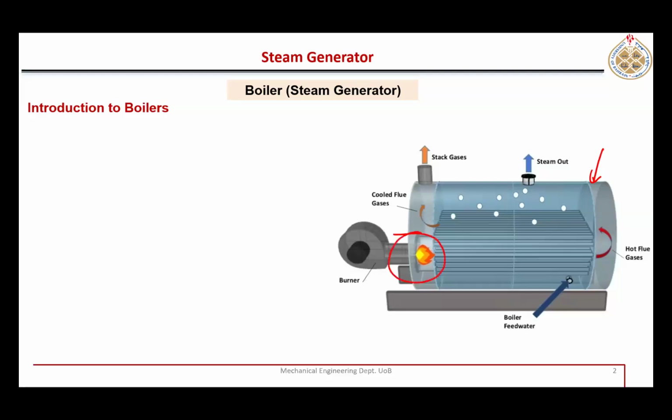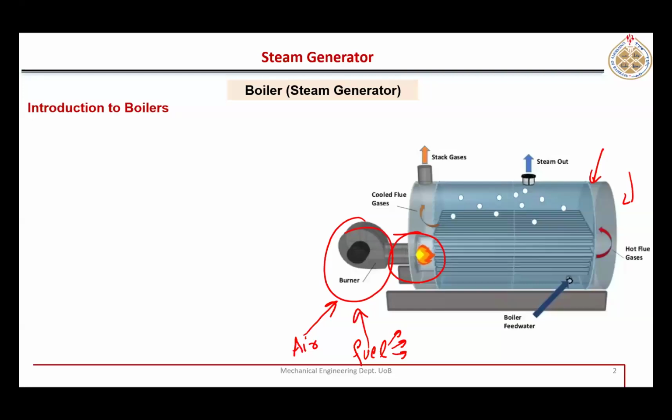And this heat can be supplied by a burner where an air plus fuel mixture reacts and produces heat. Fuel could be any kind of fossil fuel, natural gas, oil, or coal, or maybe we can also use biomass. So boiler is just a name for any such vessel which is used to produce steam.